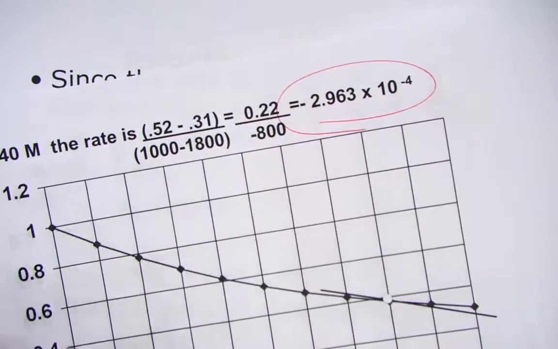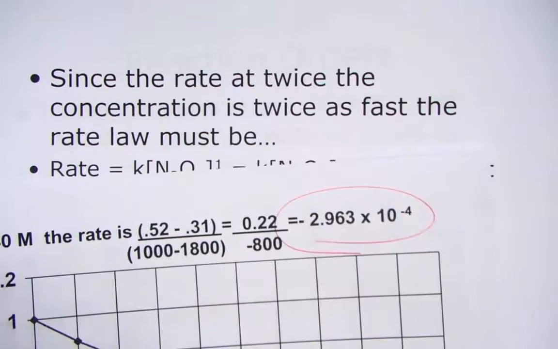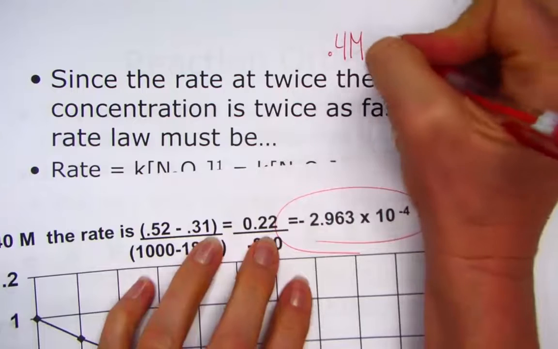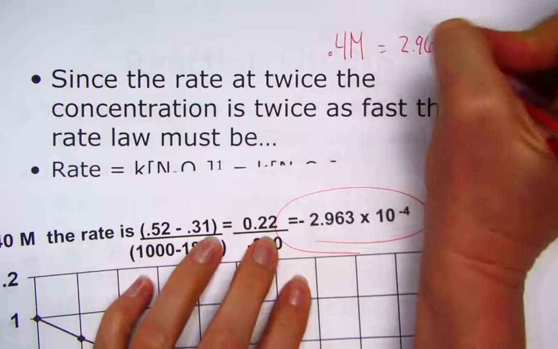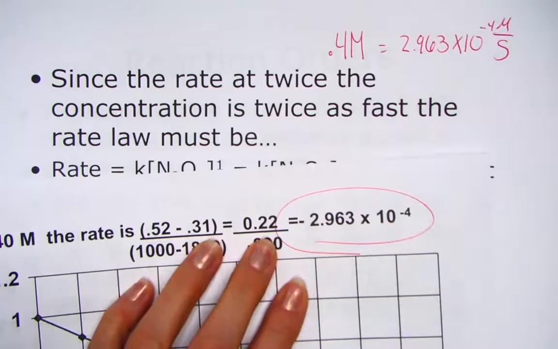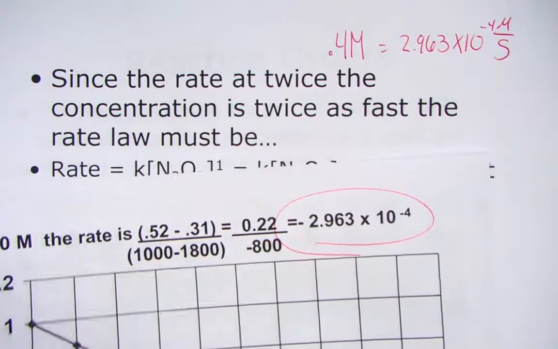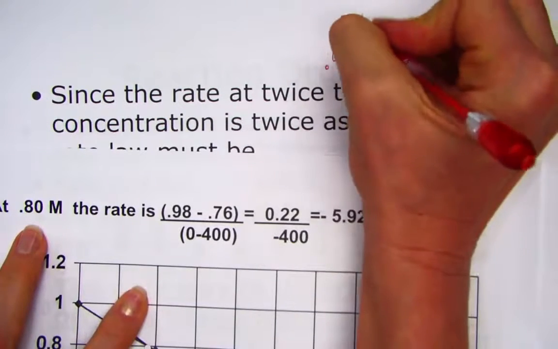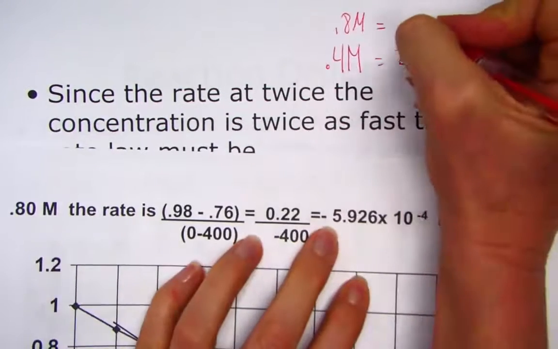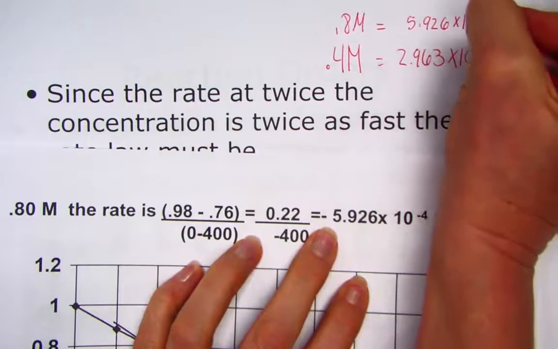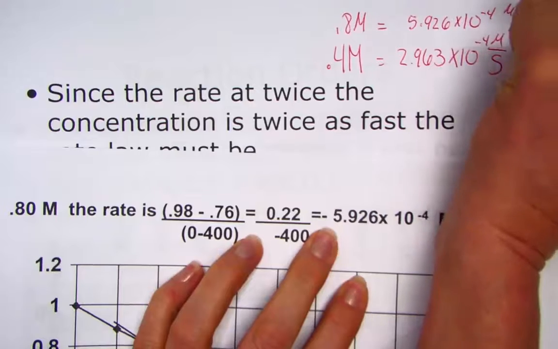The rate at 0.4 molar is 2.963 times 10 to the negative fourth molarity per second. The rate at 0.8 molar is 5.926 times 10 to the negative fourth molarity per second.